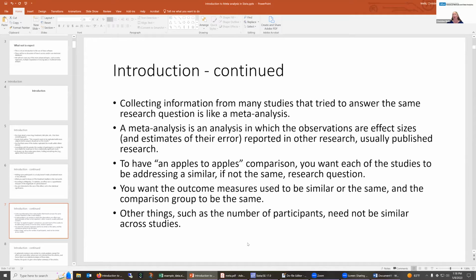But other things don't have to be similar. You know, the number of participants, I don't care if it's small or large, really. What you do care about, though, is that in whatever write-up you find, you do have this effect size or some numbers that you can use to calculate the effect size. So in my example, I don't find the actual effect size. I find numbers that allow me to calculate that, and hence its standard error.